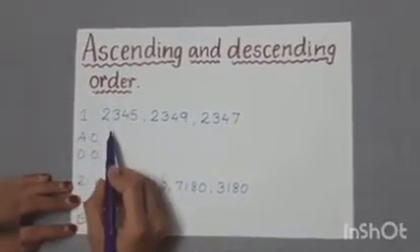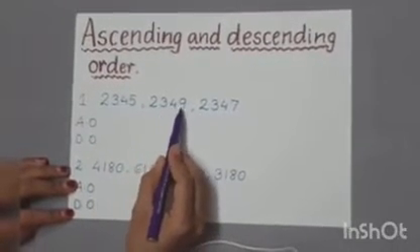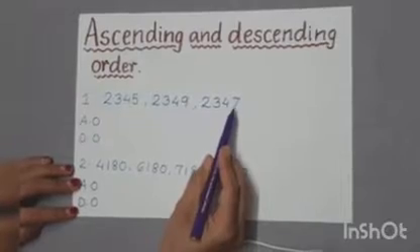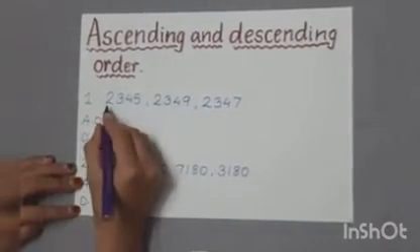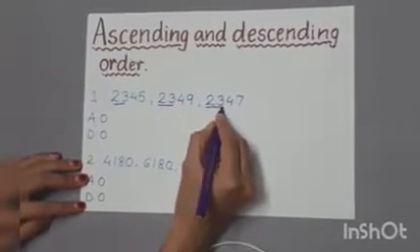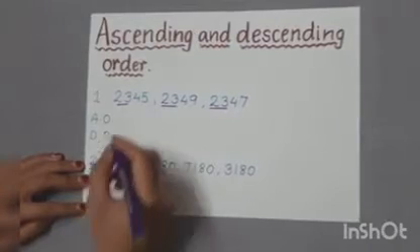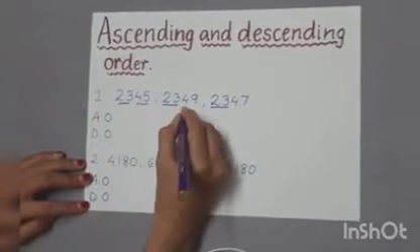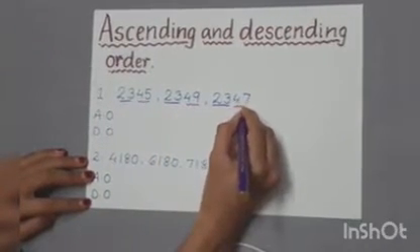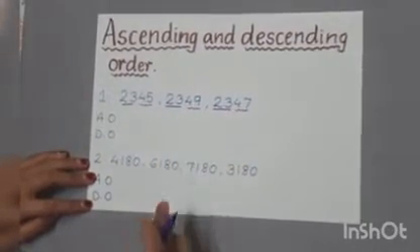The numbers given to us are 2345, 2349 and 2347. If you see, children, 23 is common in every number. The next numbers we have are 45, 49 and 47. From 45, 49 and 47, which is the smallest number?